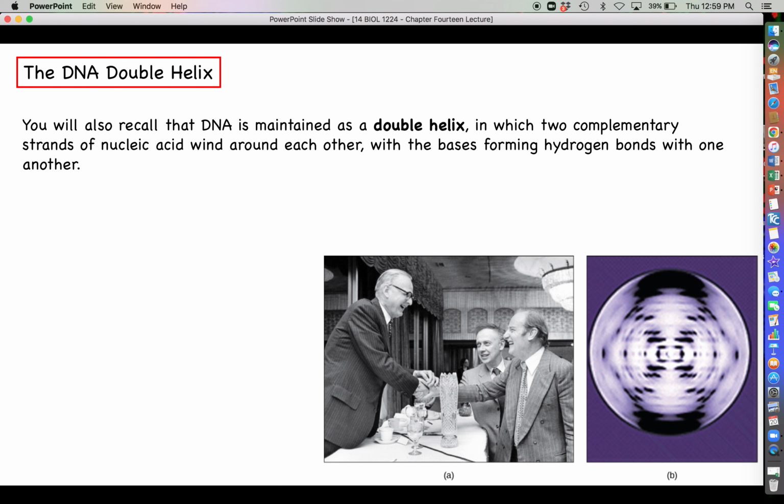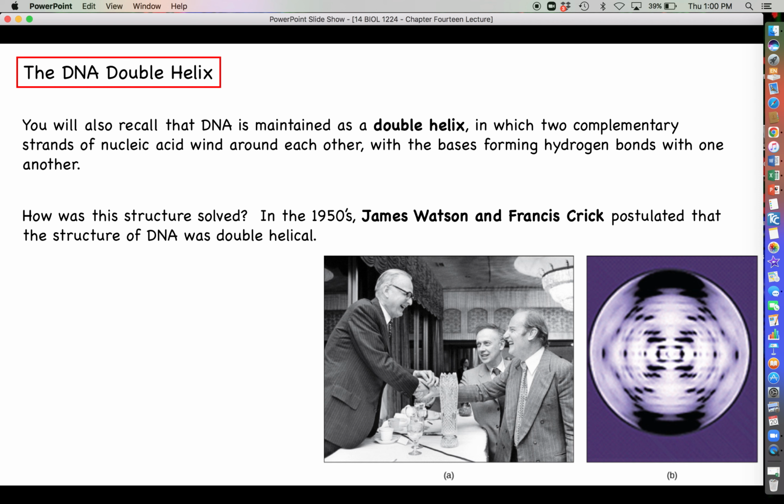So we know at this point in current reality that DNA is maintained as a double helix with 2 complementary strands of nucleic acid winding around each other and the bases forming hydrogen bonds with one another. But think back to the 1950s. They didn't know all this. They hadn't figured all this out just yet. We can't take for granted what we know now because we are standing on the shoulders of giants. So we need to appreciate what those giants did to lift us up on their shoulders.